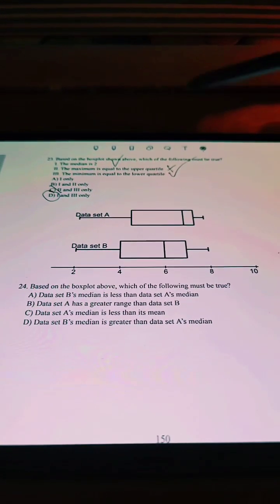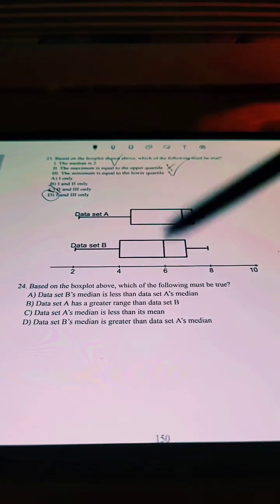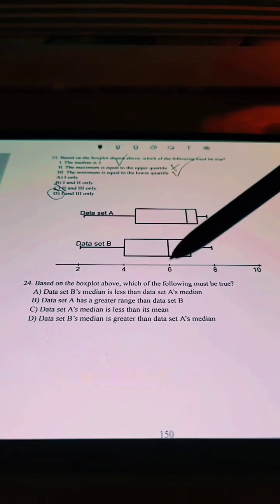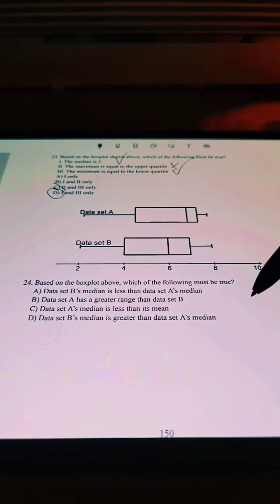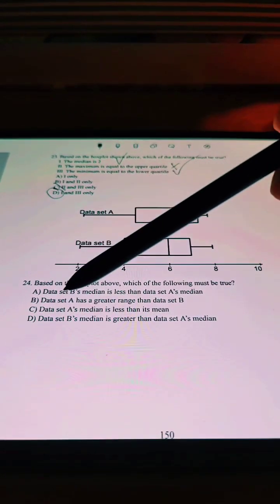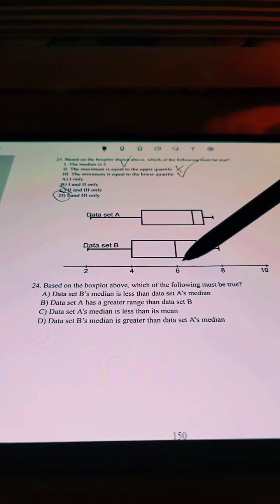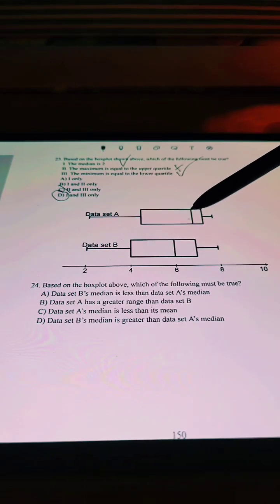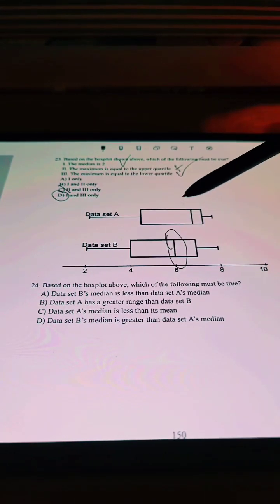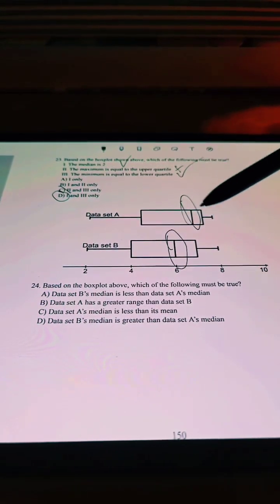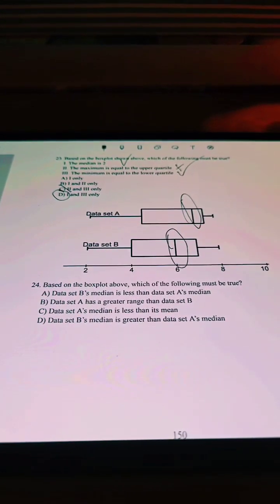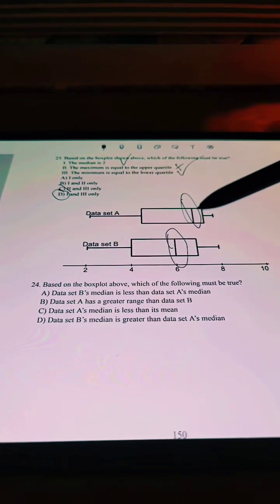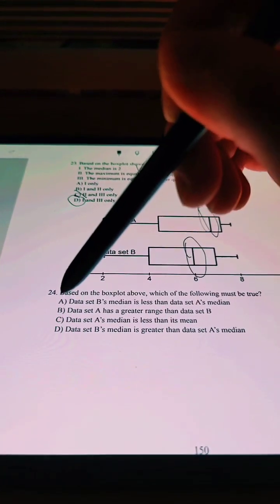Okay, so now we're comparing these two data sets, data set A and data set B, and we want to figure out what's true. So it says data set B's median, remember the line in the box is the median, is less than data set A's median. Well, yeah, that's true. It's definitely less because it's at 6 and this one is at maybe 7-ish. So it has to be A.